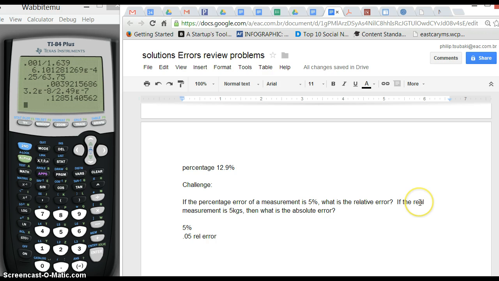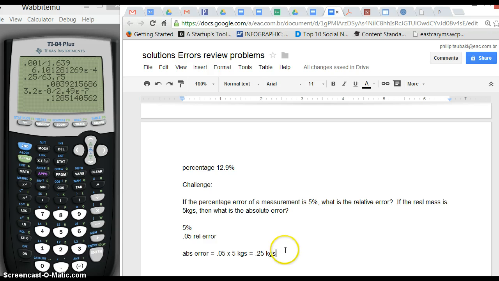Okay? And if the real value or mass is 5 kilograms, what is the absolute error? Well, remember, the relative error is equal to the absolute error divided by the real value. So we have 0.05, which is the relative error, equal to the absolute error divided by 5 kilograms. So the absolute error is equal to the relative error times 5 kilograms, which is equal to about 0.25 kilograms. Okay, so the absolute error is 0.25 kilograms.